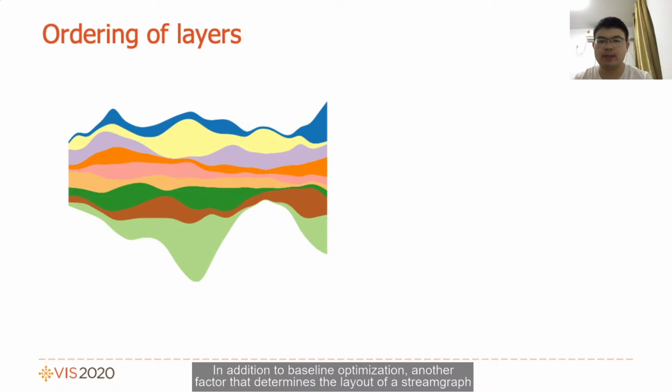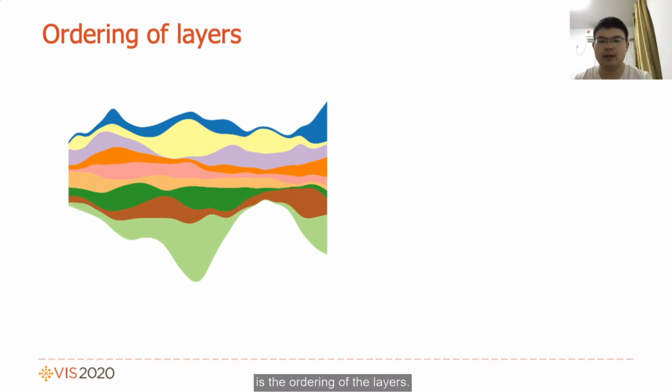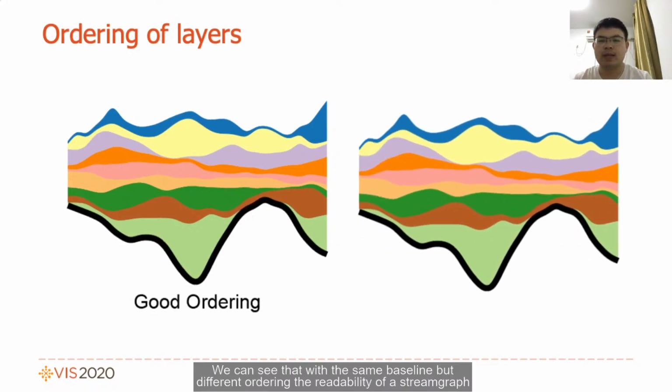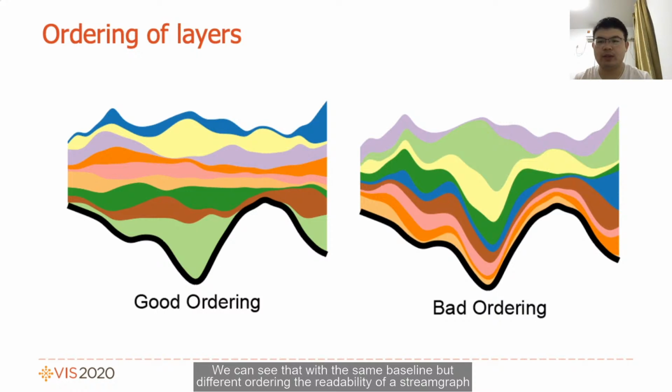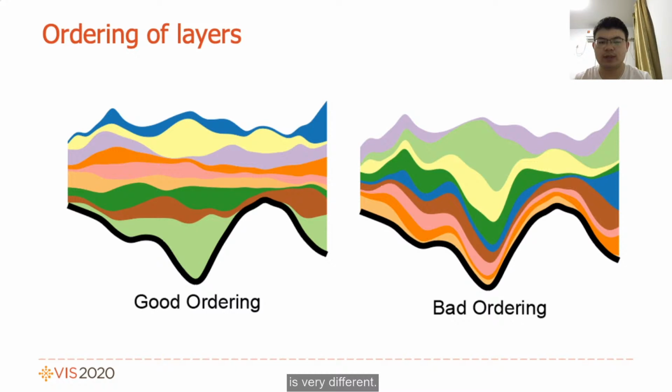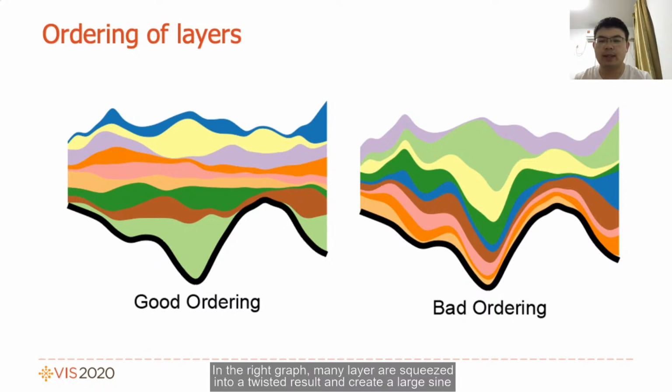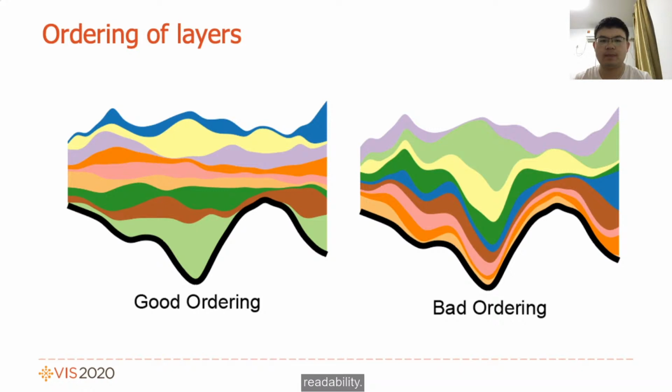In addition to baseline optimization, another factor that determines the layout of a stream graph is the ordering of layers. We can see that with the same baseline but different orderings, the readability of a stream graph is very different. In the right graph, many layers are squeezed into a twisted result and create a large sine illusion. So it's very important to optimize the ordering of layers to reduce sine illusions and improve readability.